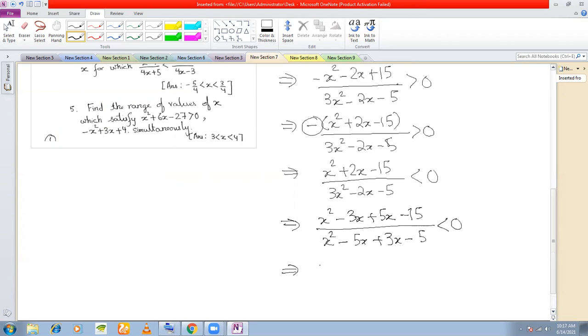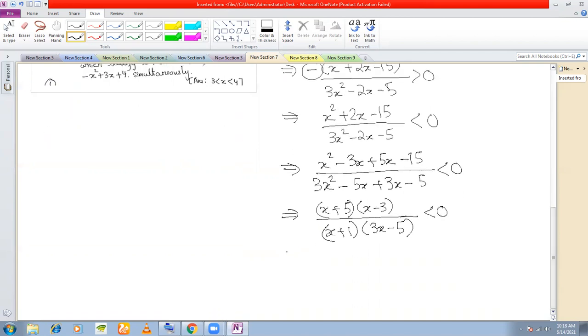That means the factors will be x plus 5 into x minus 3 divided by x plus 1 into, sir, you missed out 3 in the denominator. 3x minus 5. Okay, fine. So now you see that I have factorized the numerator and denominator.